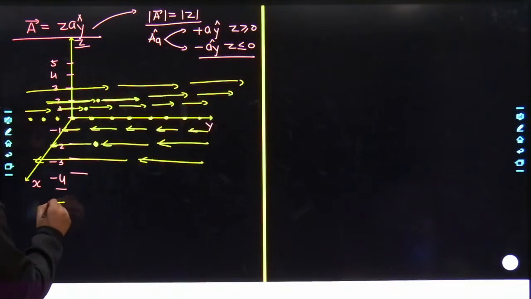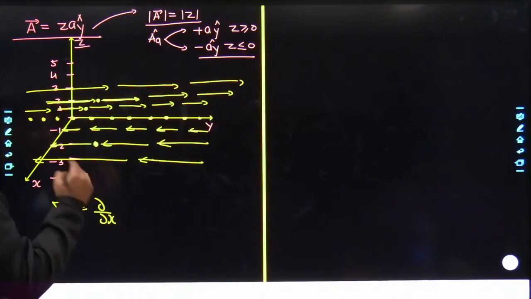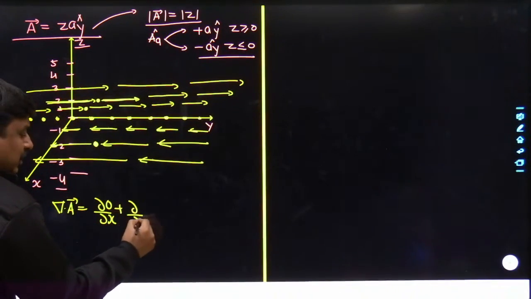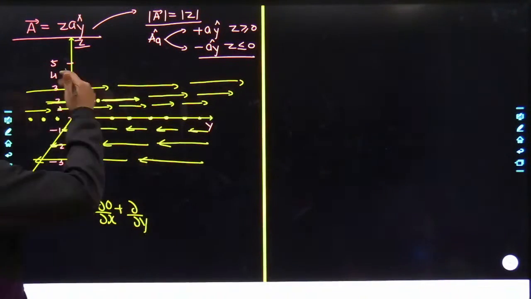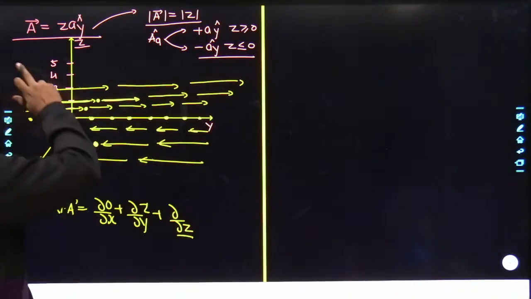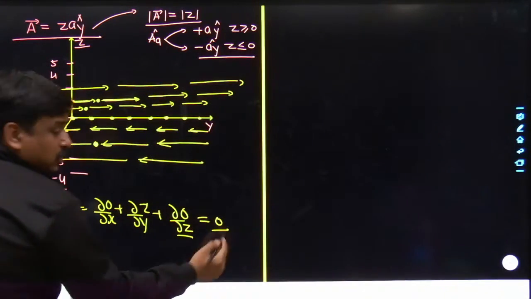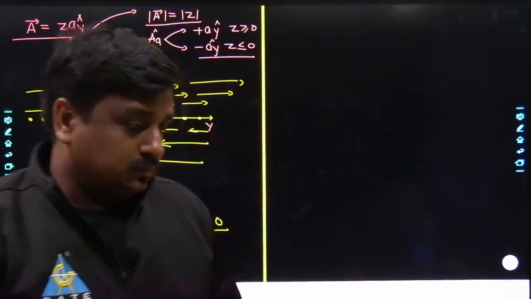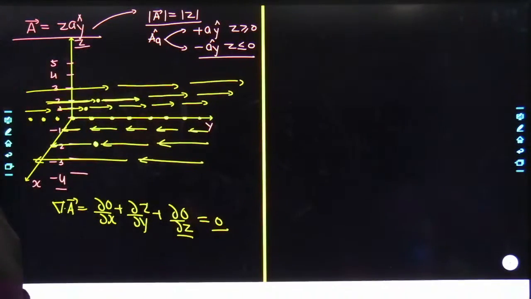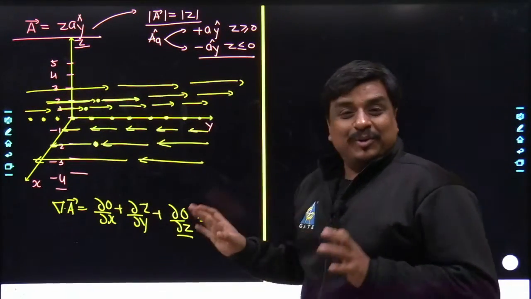If you want, you can calculate the divergence of A, which is dou of dou x, the component of A vector in the direction of a x cap, which is simply 0, plus dou of dou y, the component of A vector in the direction of y, which is z over here, and similarly dou of dou z, the component of A vector in the direction of a z cap, which is again 0. Yes, no? Whether you are able to understand.